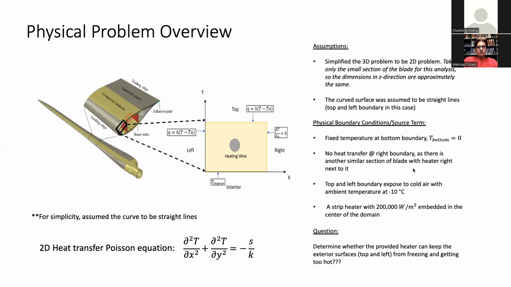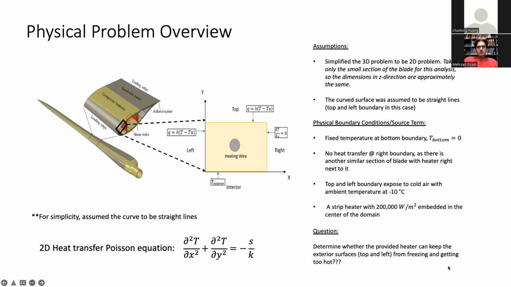Wind turbines are installed in many different places in the world. In some locations, the temperature can get extremely cold, even below -10°C, which is like in Massachusetts. The freezing temperature can lead to a frozen wind turbine blade, so the wind turbine cannot generate electricity because of that, or even lead to a costly repair. Therefore, we want to analyze whether the heater is sufficient to keep the exterior surface, in this case the top and the left boundary, from freezing.